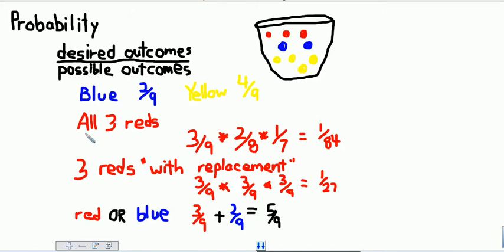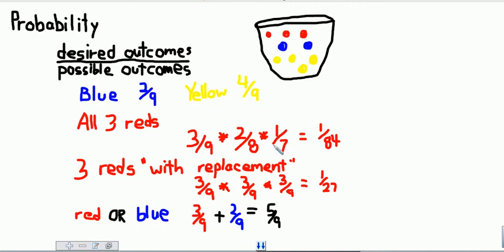What if I wanted to know the probability that I get all 3 red marbles, a red one and another red one and another red one? If I don't put the marbles back in between, that means the first time I draw a red marble out, my probability is 3 out of 9, 3 red marbles out of 9 total. But if I don't put that marble back, I don't have 3 red marbles left in the bowl. I've only got 2 red marbles left in the bowl and 8 altogether. So the probability that the second one is red is 2 out of 8. The probability the third one is red is only 1 out of 7.